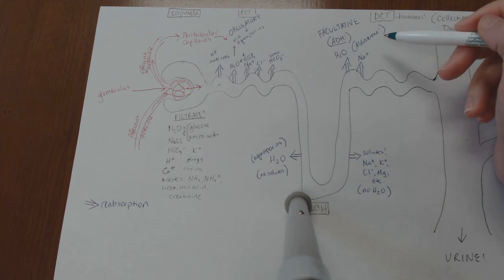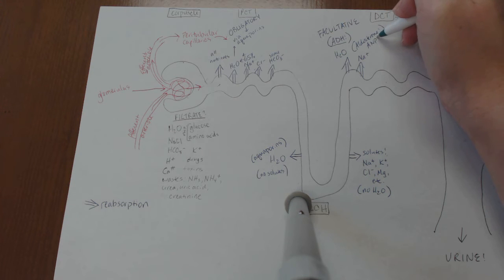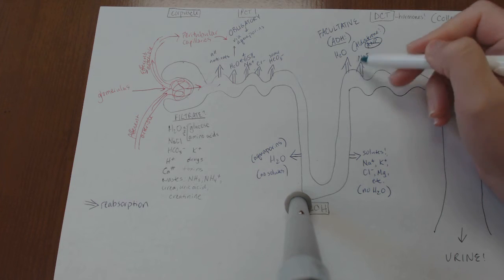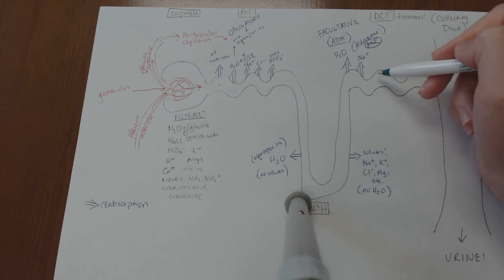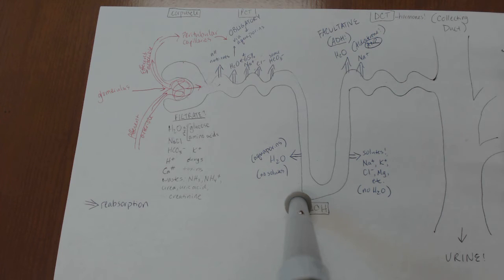ANP, called atrial natriuretic peptide, we can actually circle it and cross it out, just to remind us that this whole thing would shut down if ANP came into play. Atrial natriuretic peptide is just the opposite acting hormone to aldosterone.